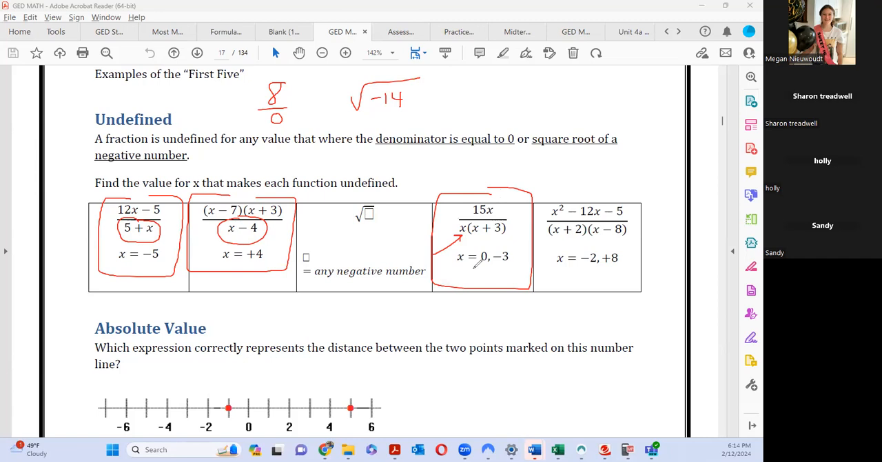That would be a -3. No, not x that. It would have to be 0. Why? Because anything times 0 is 0.